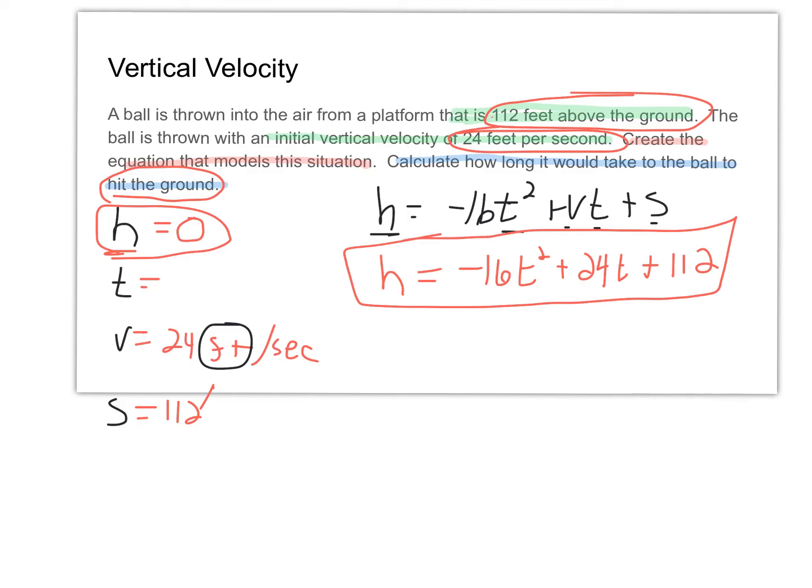Now the second part says calculate how long it would take for the ball to hit the ground. That's where we go here: 0 equals negative 16t squared plus 24t plus 112. Now we start our process of solving by factoring. Step 1: does one side of this equal 0? Yes, it does. So now we start to factor.